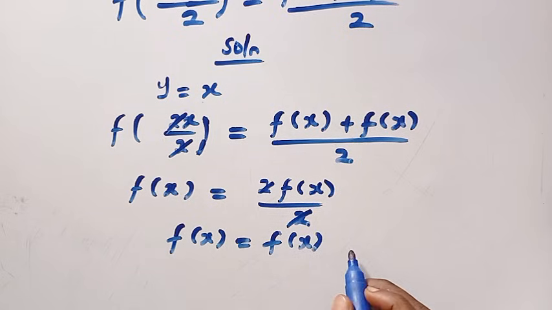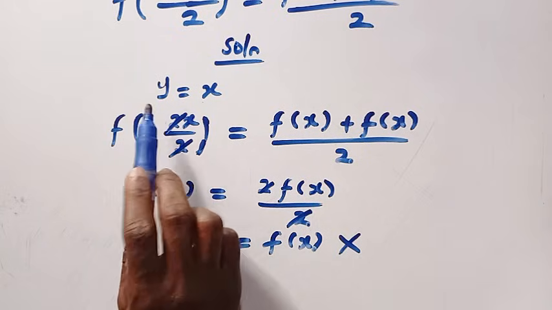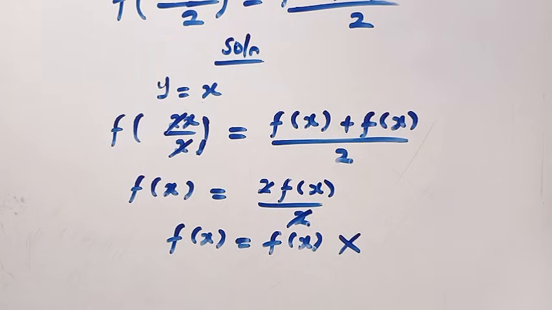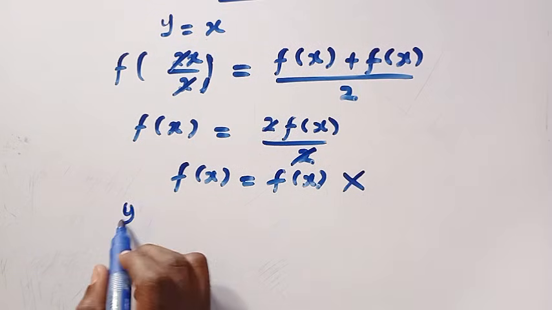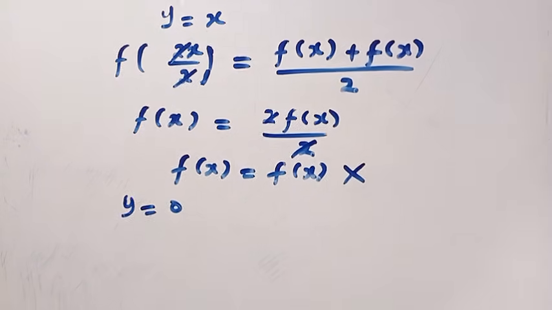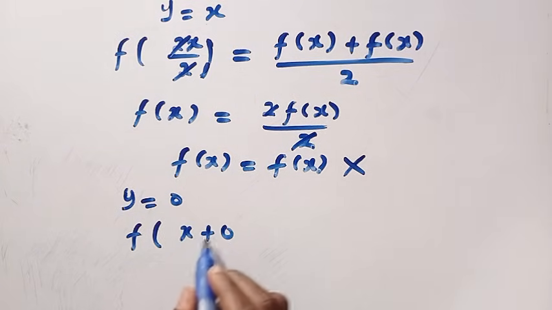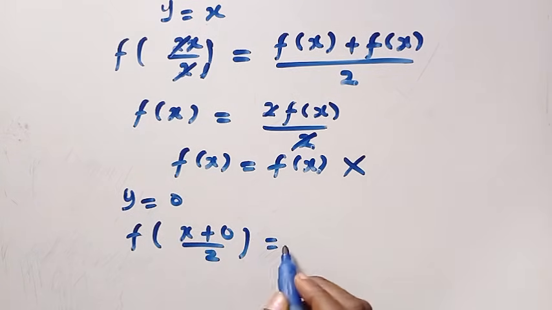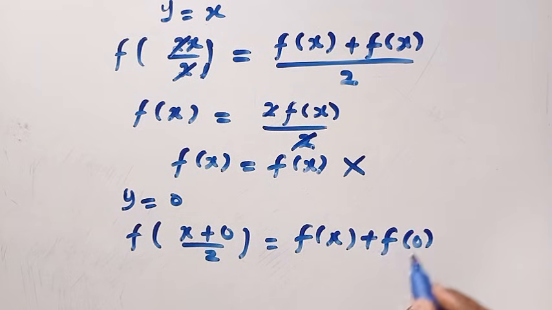But wait, this doesn't make any sense. It doesn't give us the result that we want. So therefore, we forget assuming y equals x. Let's do it this way. Suppose I put y equal to 0. Then we have f of (x plus 0) divided by 2 equals f of x plus f of 0, divided by 2.